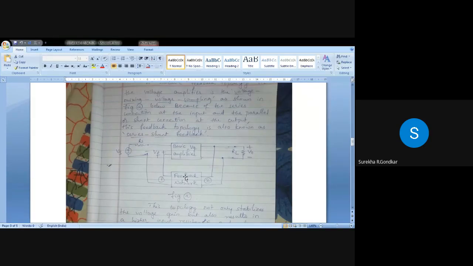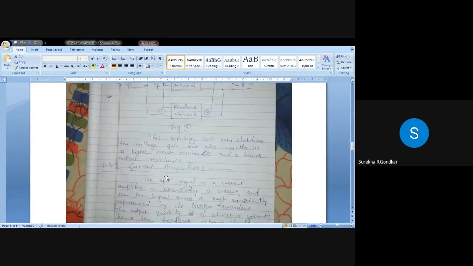One more advantage of this kind of topology is that for a voltage amplifier we always require higher input resistance and lower output resistance, and that is enhanced by using this negative feedback. It will increase the input resistance and reduce the output resistance. So that is one advantage of this one.